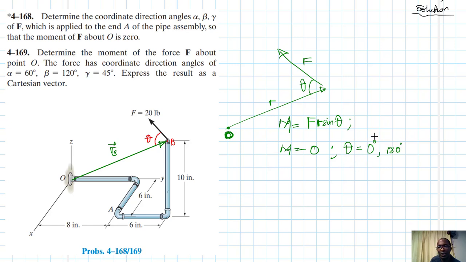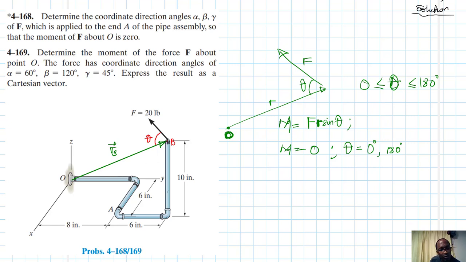Of course, our angle is in the range 0 to 180. So when theta is equal to 0, you'll have a 0 moment because the moment arm is going to be equal to 0. You expect these two to be perpendicular for you to have a moment about point O. So if theta is equal to 0, the moment arm is going to be equal to 0. When theta is equal to 180, you also expect the moment arm to be equal to 0. So it's the same thing here.